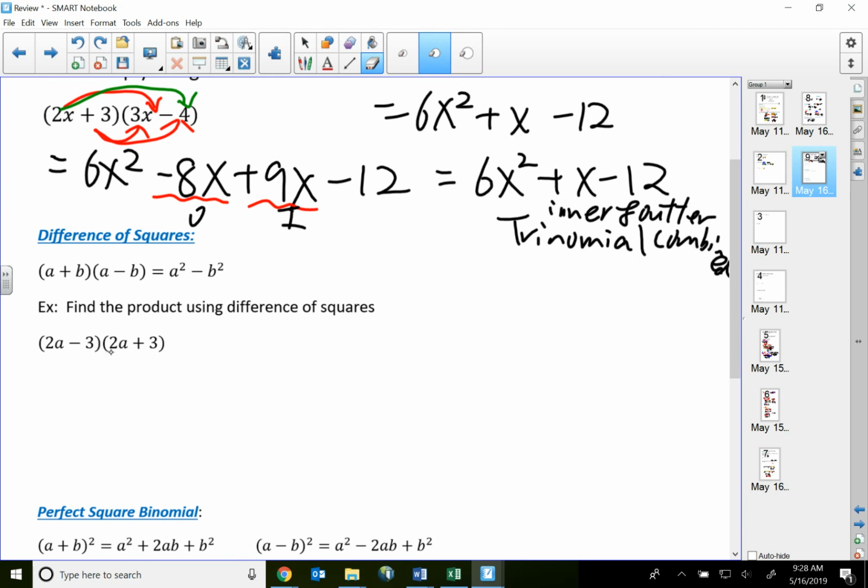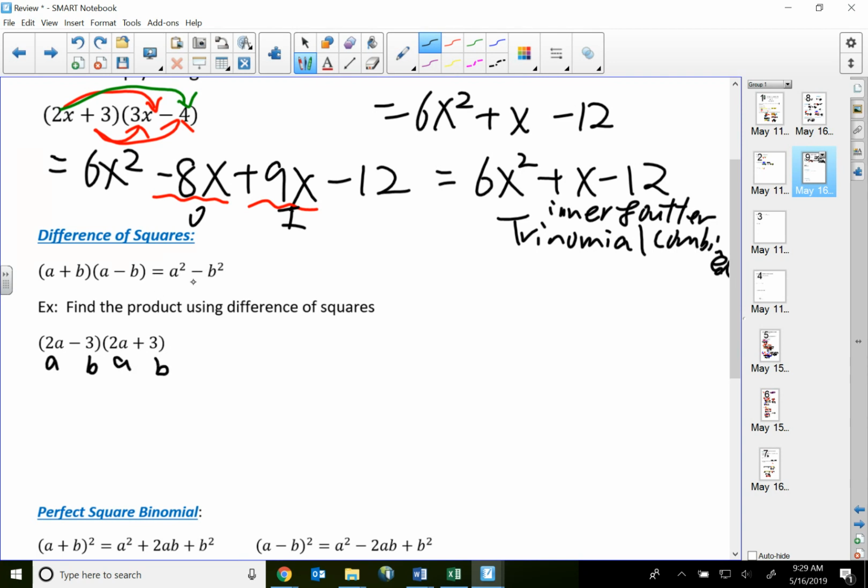So 2a minus 3 times 2a plus 3 down here. The first terms are exactly the same. The second terms are exactly the same in the parentheses. So we recognize that this is a difference of squares. So my A is 2a. My B is 3.